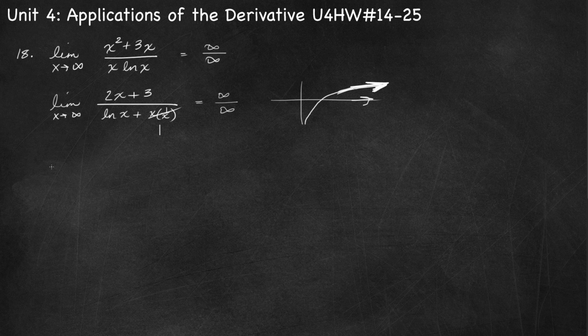So we can apply L'Hopital's rule again and get the limit as x approaches infinity. Derivative of 2x plus 3 is 2. In my denominator, derivative of ln x is 1 over x. And then the derivative of plus 1 is just 0. Algebraically, this simplifies to the limit as x approaches infinity of 2x. Right? 2 divided by 1 over x is the same as 2 times x over 1. And now as x approaches infinity, this limit is approaching infinity.